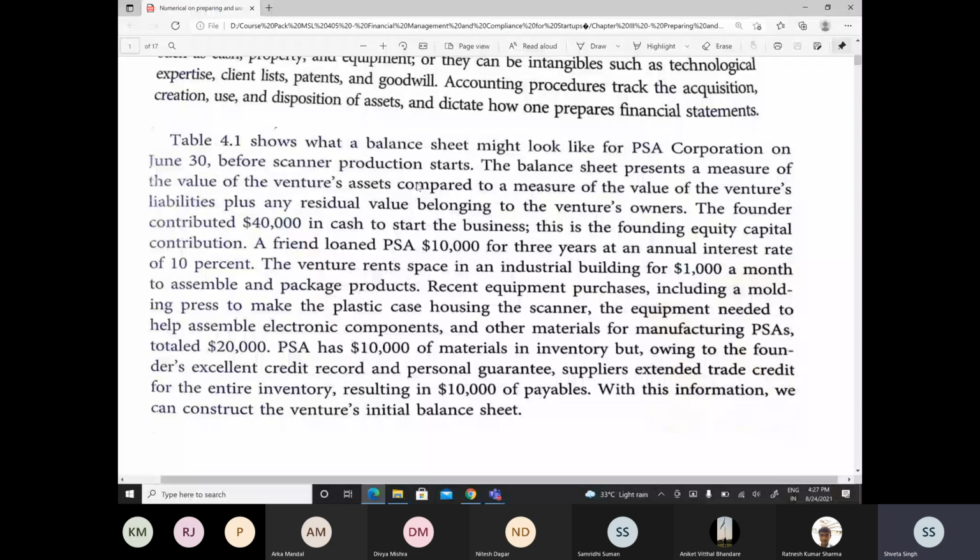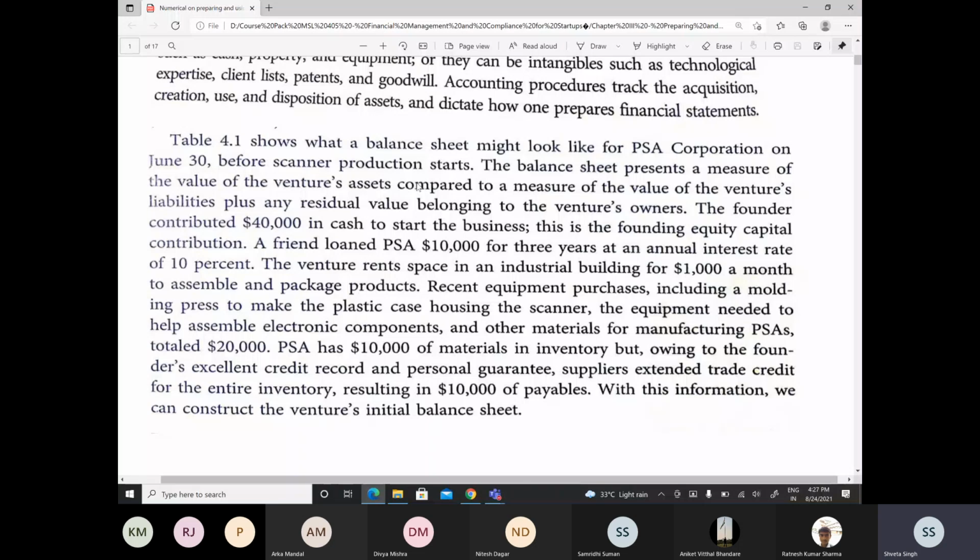The balance sheet presents a measure of the value of the venture's assets compared to a measure of the value of the venture's liabilities, plus any residual value belonging to the venture's owners, that is, external liabilities plus internal liabilities. The founder contributed $40,000 in cash to start the business. This is the founding equity capital contribution. A friend loaned PSA $10,000 for 3 years at an annual interest rate of 10%. So this is a loan that PSA has taken.